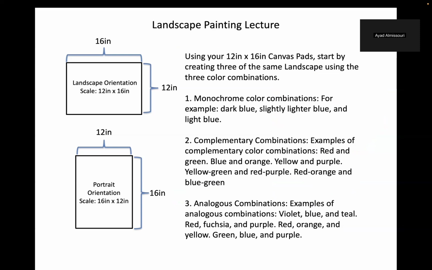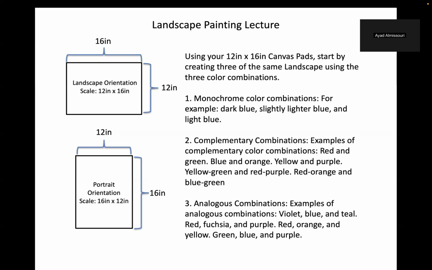So for your monochromatic color combinations, you can use dark blue, slightly lighter blue, and then light blue as your primary monochromatic color. For complementary color combinations, examples may be red and green, blue and orange, yellow and purple, yellow green, red purple, red orange, blue green, and so on and so forth. And then finally, for analogous color combinations, you could use violet, blue, and teal; red, fuchsia, and purple; red, orange, and yellow; green, blue, and purple, just to name a few.